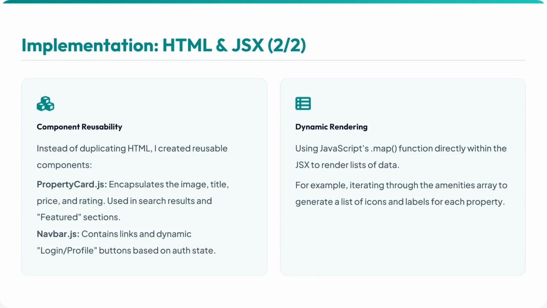So, implementation of HTML and JSX. Let's continue this part. The power of React lies in component reusability. You see multiple property cards shared, such as Olivin, Munnar Farmhouse, and so on. I didn't write the HTML for each one manually. I created a single PropertyCard.js component. Dynamic rendering: I used the JavaScript .map array method. I fetch an array of property data from the backend, and for every item in that array, React automatically renders a property card component, passing the image, title, and price as props.